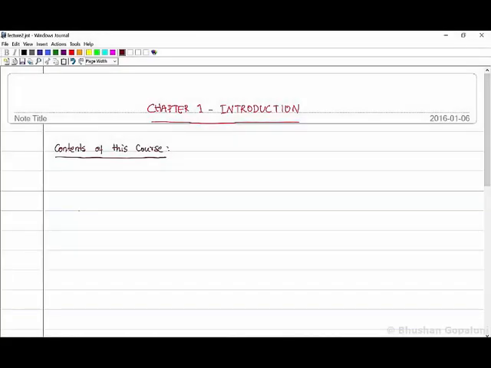Before we get started, I want to give you a quick overview of the different contents of this course. We're going to spend about a month or so on modeling. Modeling is a very important aspect of process control. Before we design controllers, we have to know how processes behave. We have to have a good understanding of their dynamic behavior, and that is done using models.